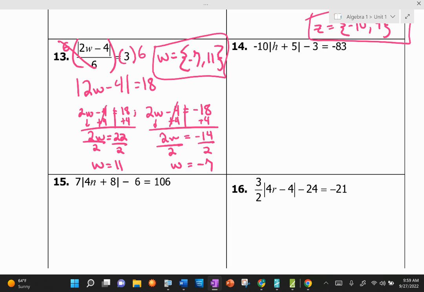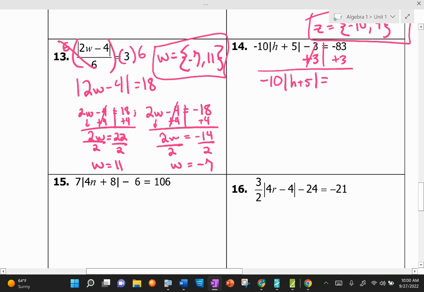Okay. Here's number 14. Make sure that you are checking along. You need to add 3 to both sides before you move the 10. You technically can do either. This one will make your job way easier.